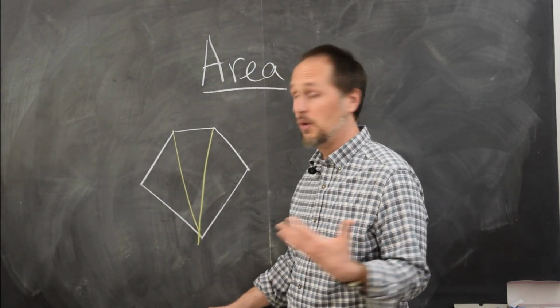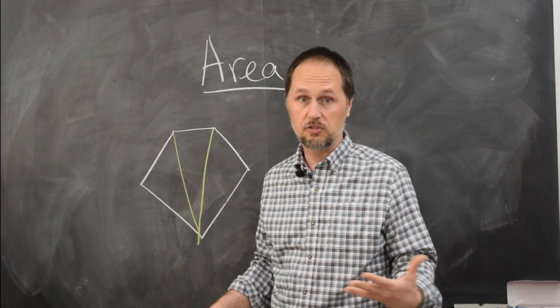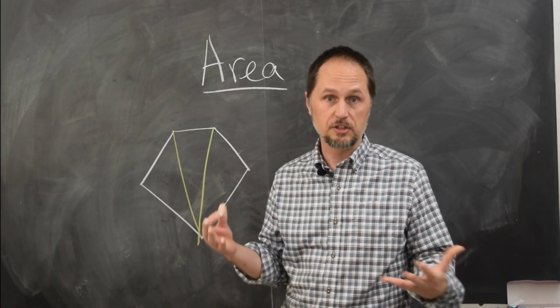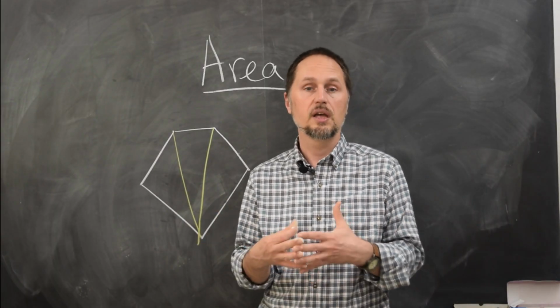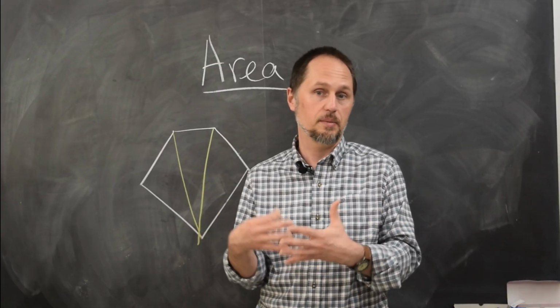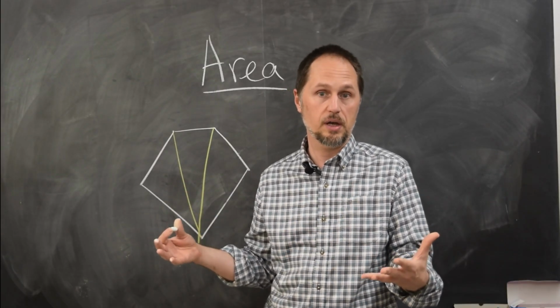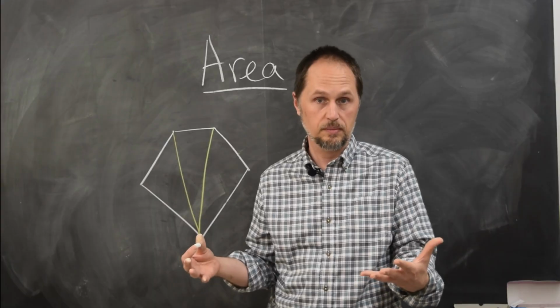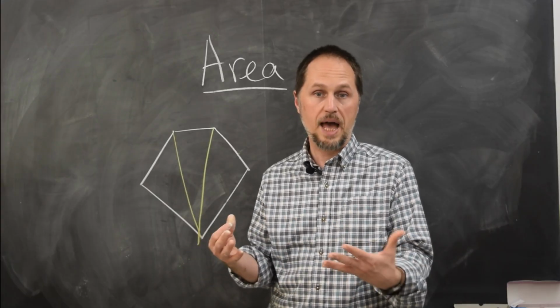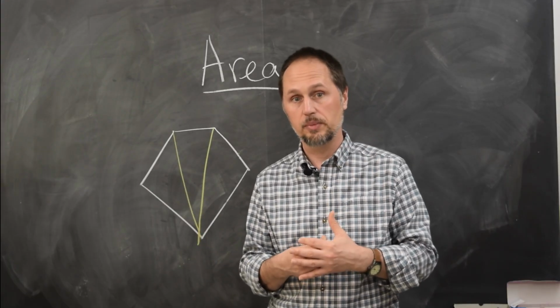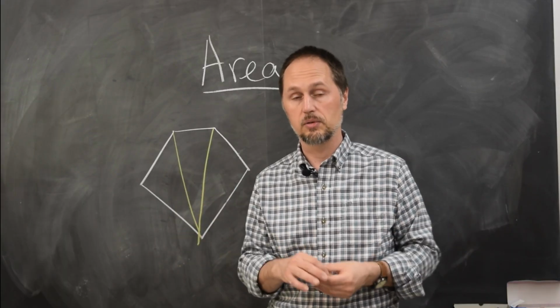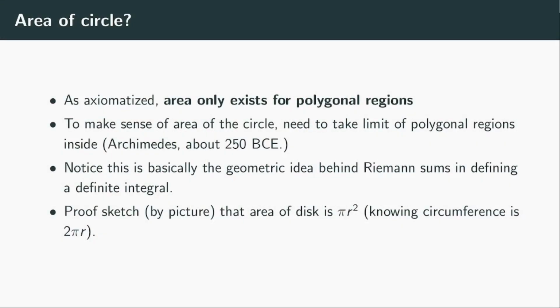So the most obvious example of something that is not a polygonal region, but that's a geometric object of great importance, is a circle. So we'd like to make sense of the question, what is the area enclosed by a circle? For that, we need to think a little bit because it's not a polygonal region. To make sense of the area of a circle, we need to extend the idea basically by taking limits.